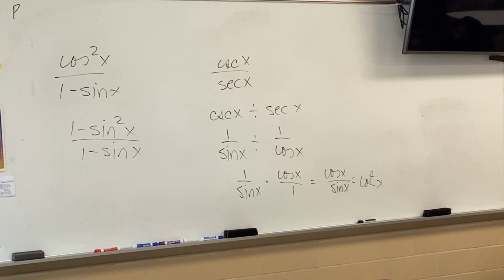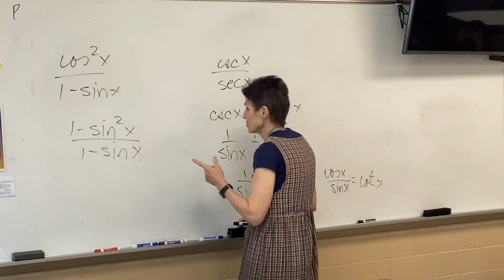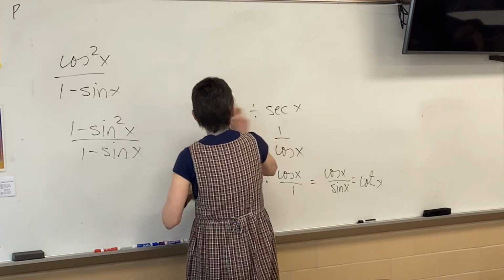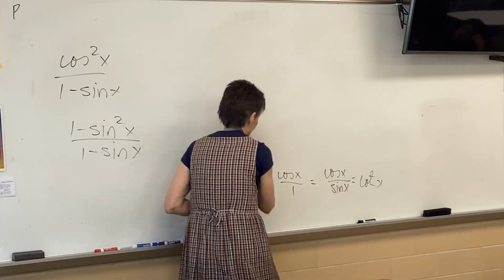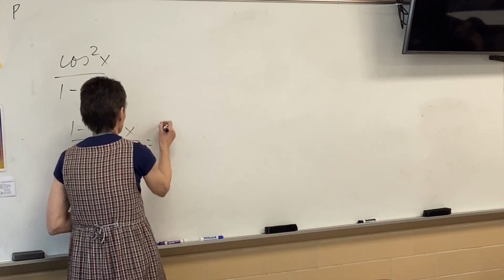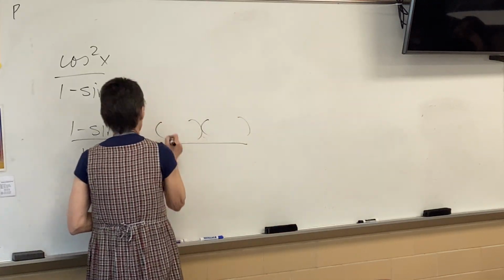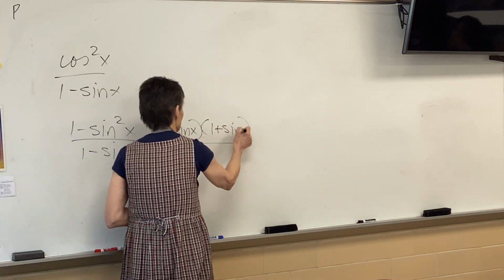The top is factorable. It's the difference of squares. 1 is a square, and obviously sine squared is a square. How does the top factor? How does the difference of squares factor? 1 minus sine, 1 plus sine.